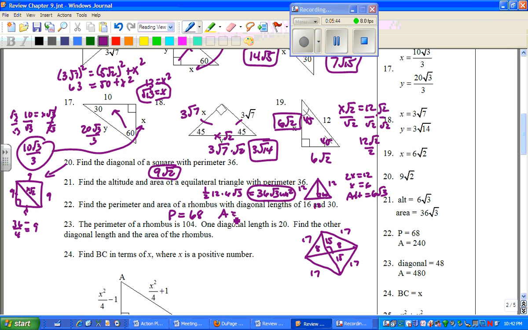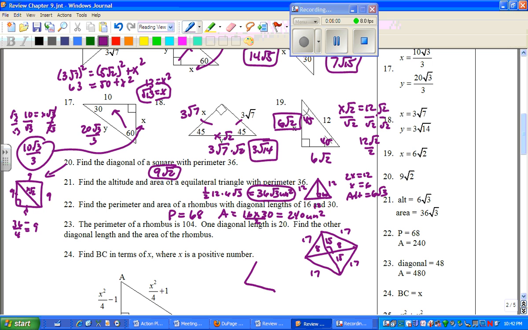And the area is the diagonal times the diagonal divided by 2. So 16 times 30 divided by 2 ends up equaling your answer of 240 units squared.